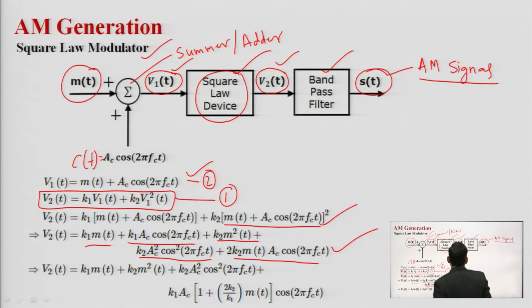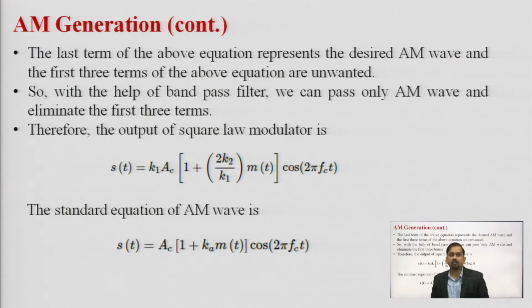Now if we utilize the band pass filter, let's say we put a band pass filter having a frequency of fc. What happens is that these signals get eliminated, we will see. So what is the role of this band pass filter? Basically, the last term of the above equation represents the desired AM signal, and the first 3 terms of the above equation are unwanted.